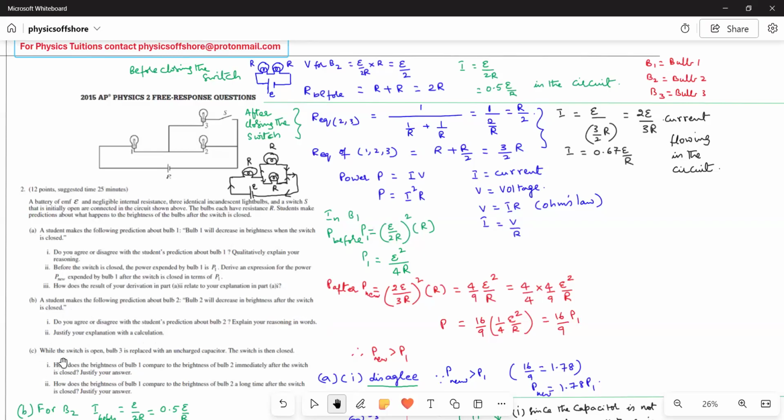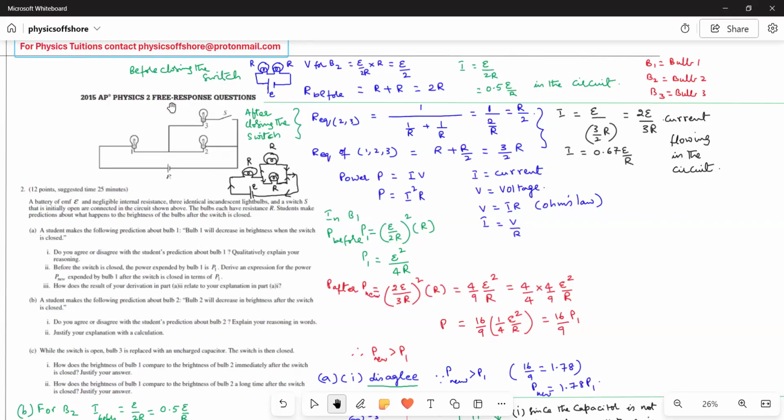C. While the switch is open, bulb 3 is replaced with an uncharged capacitor. The switch is then closed. Sub-bit: How does the brightness of bulb 1 compare to the brightness of bulb 2 immediately after the switch is closed? Justify your answer. Next bit: How does the brightness of bulb 1 compare to the brightness of bulb 2 a long time after the switch is closed? Justify your answer.